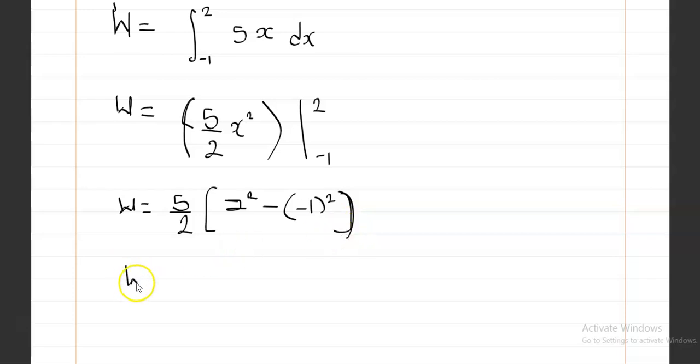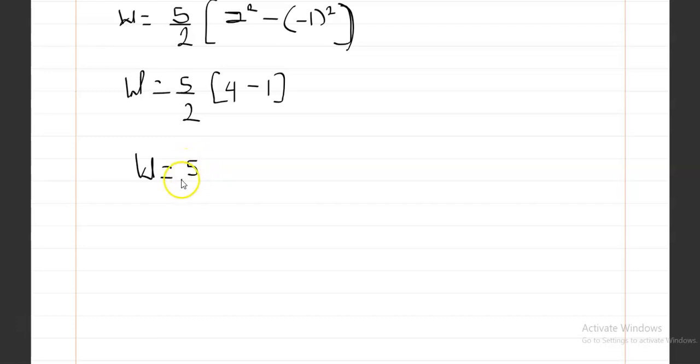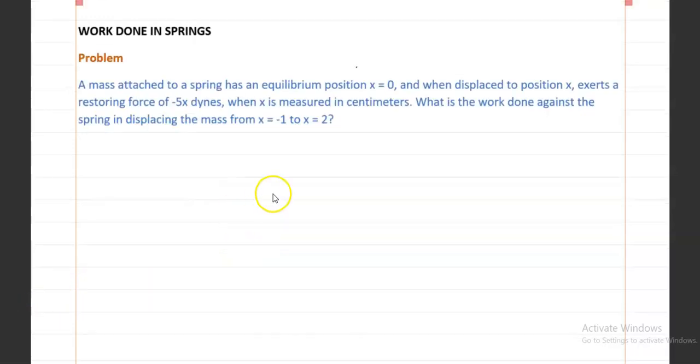So the work done here will be equal to 5/2. 2 squared is 4. -1 squared is 1. So that's 4 minus 1 here, giving us 3. That's 5/2 times 3, 15/2. 15/2 is 7.5. So 7.5.